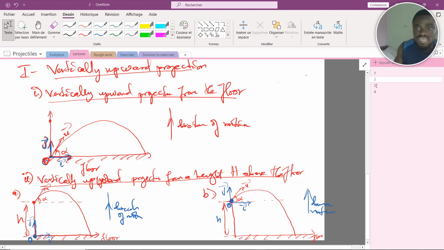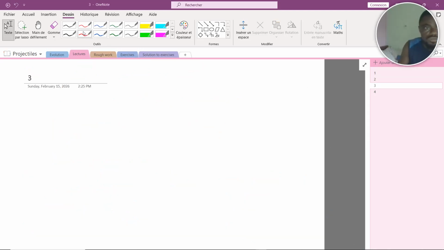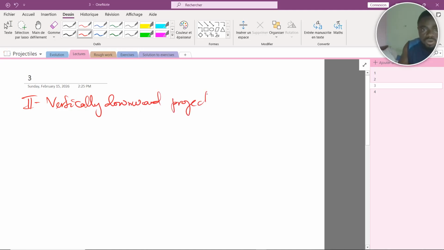So let's move to the next sub 2. We are going to see vertically downward projection. Don't bother, in exercises you are going to understand what I'm explaining here better. And this choosing and orienting the origin of reference is very important when you are determining the initial conditions.